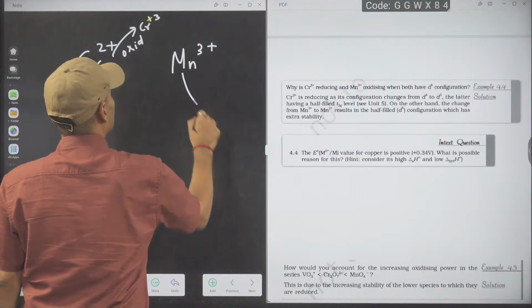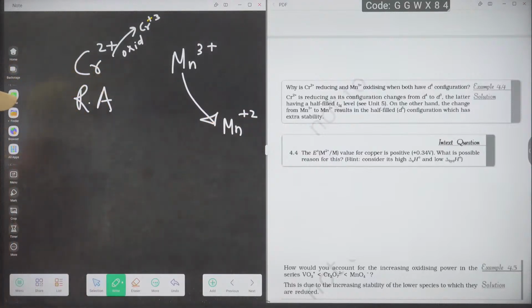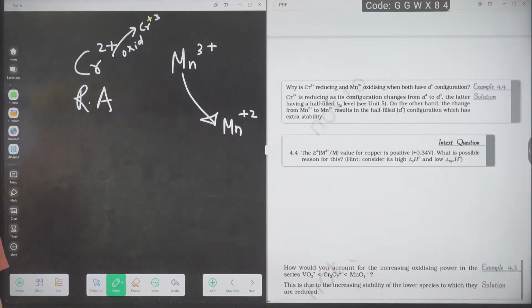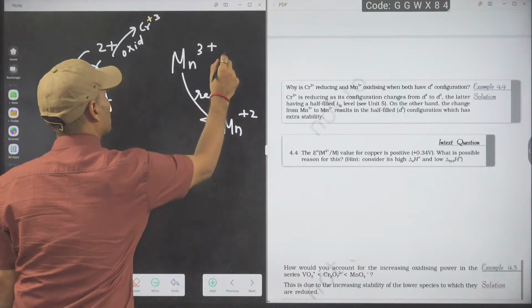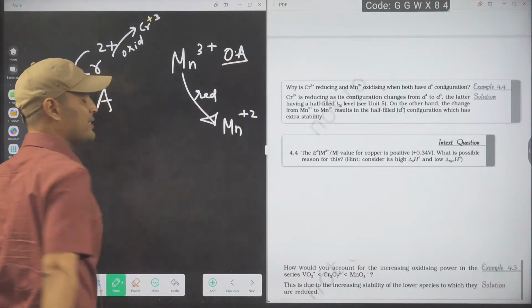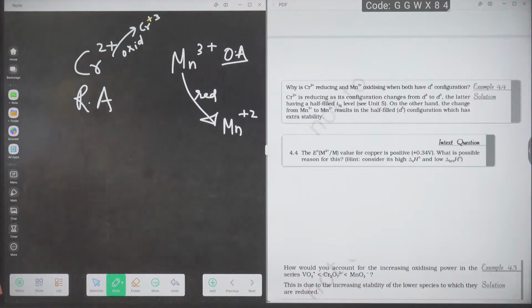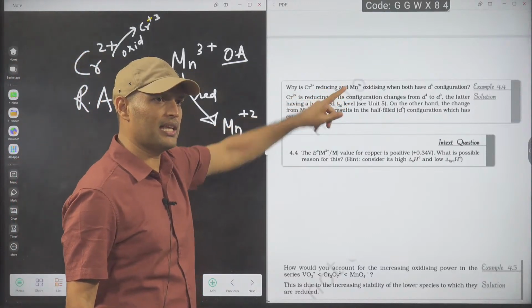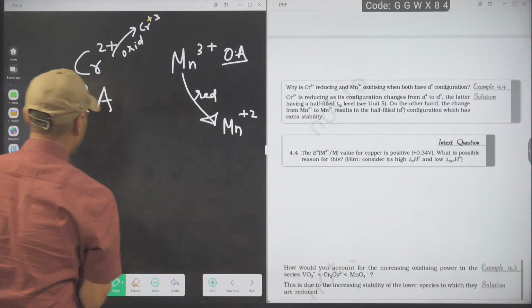Sir, manganese is generally present as Mn+2. That means this is reduction. So this will act as an oxidizing agent. Solved example NCERT. This question came so many times in your paper.